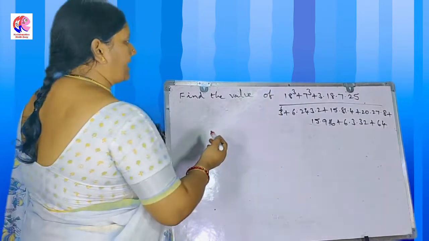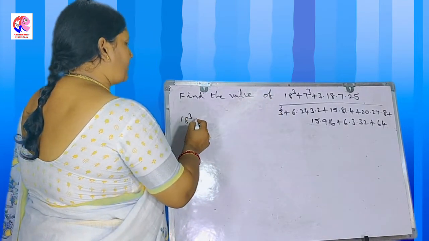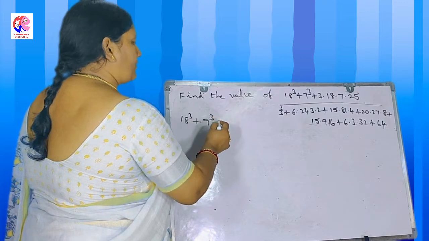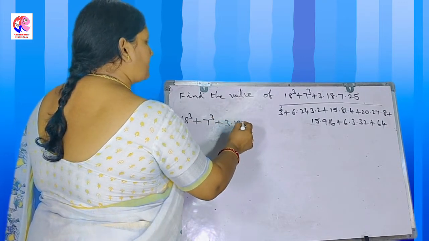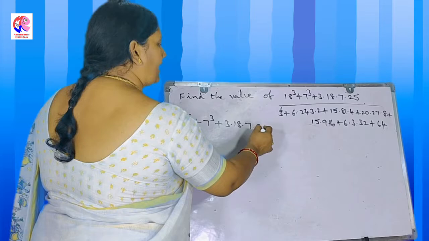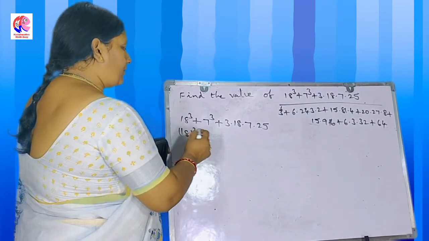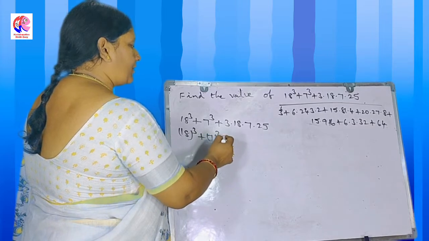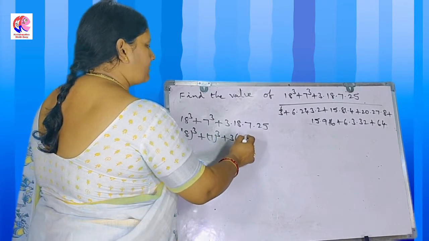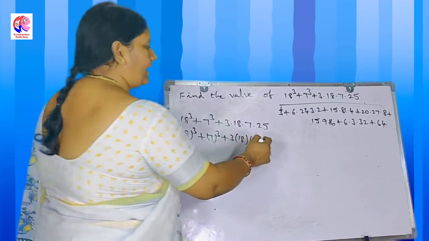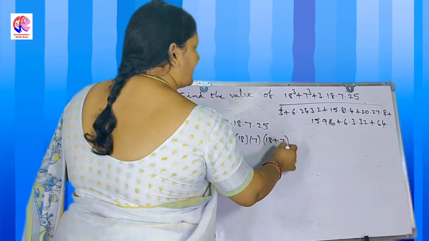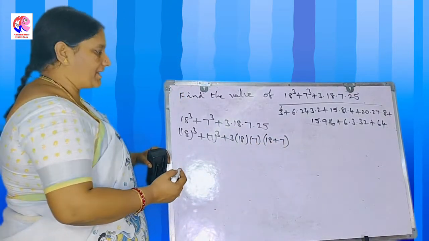Now the numerator is 18³ + 7³ + 3 × 18 × 7 × 25. Write the numerator as (18)³ + (7)³ + 3 × 18 × 7 × (18 + 7), since 25 can be written as 18 + 7.